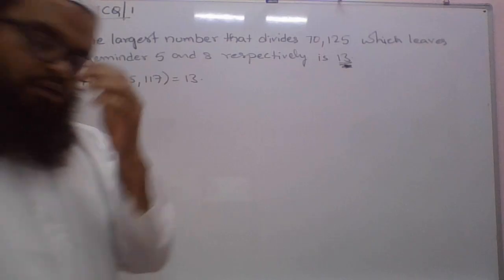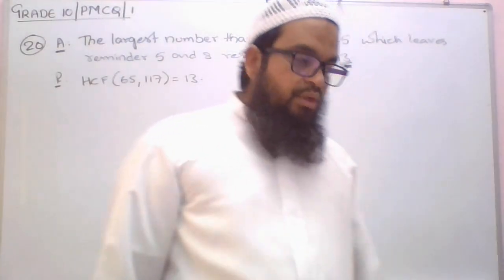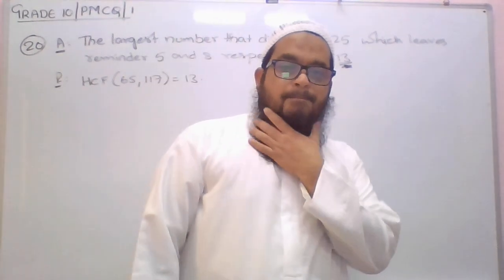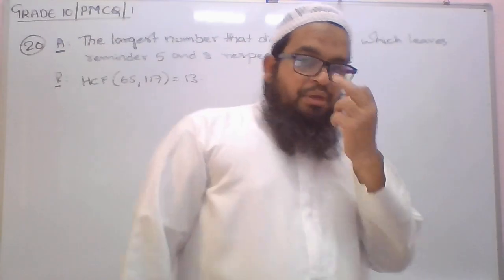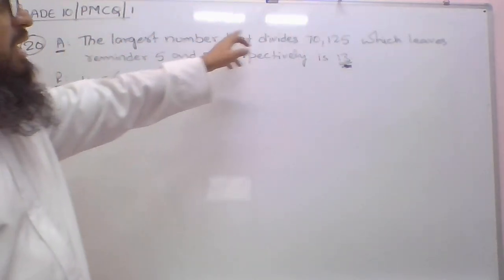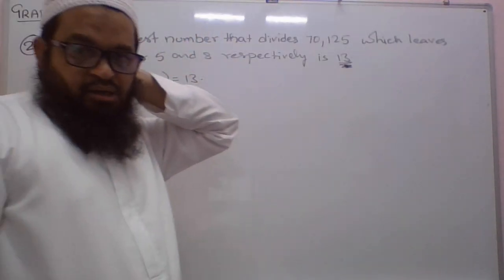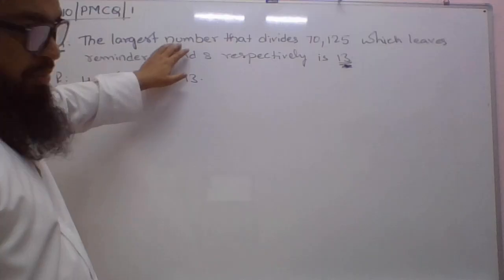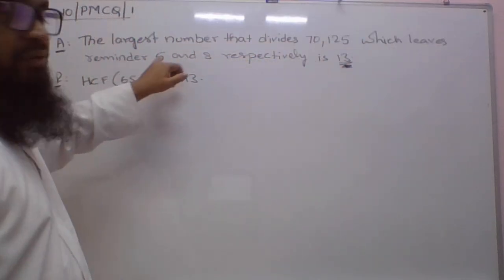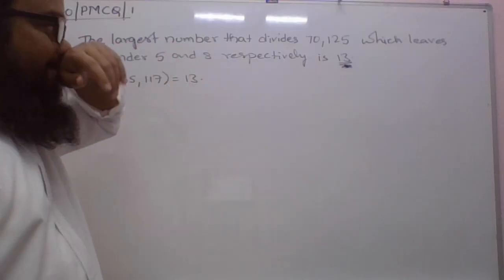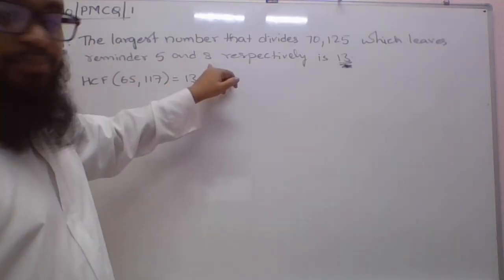Here, the number which divides is called a factor, right? For example, 20 is divisible by 2, so 2 is a factor of 20. Now he is asking for the largest number that divides, so that means the highest common factor. But it leaves remainders 5 and 8, so 70 and 125 do not have a common factor, because they are leaving a remainder.